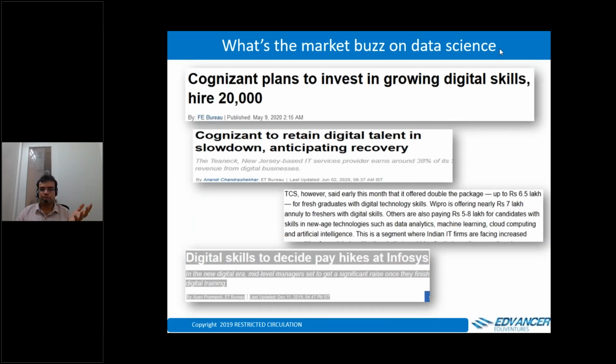Again, some clippings from news articles saying that Cognizant plans to invest in growing digital skills and is looking to hire 20,000 people in digital skills, which is essentially data science, AI, cloud computing, etc. Even in the slowdown, Cognizant is going to retain its digital talent. TCS says that it is offering double the package for fresh graduates with digital technology skills in data analytics, machine learning, AI, etc. Similar with Wipro and other companies. In Infosys, digital skills will decide pay hikes, right?